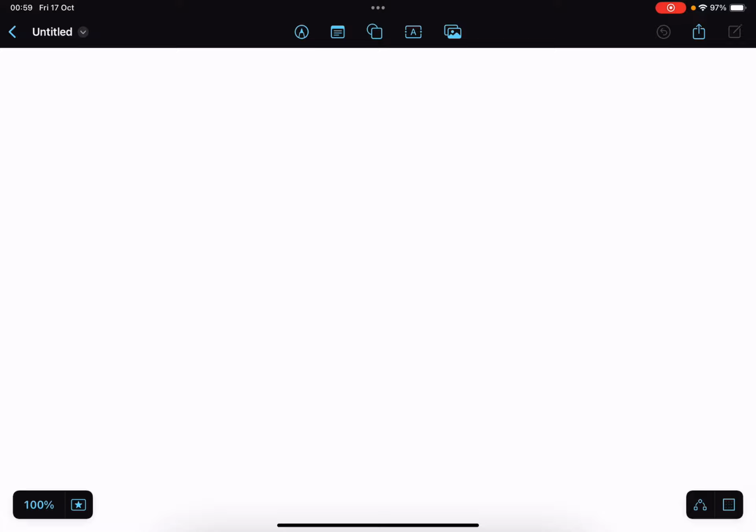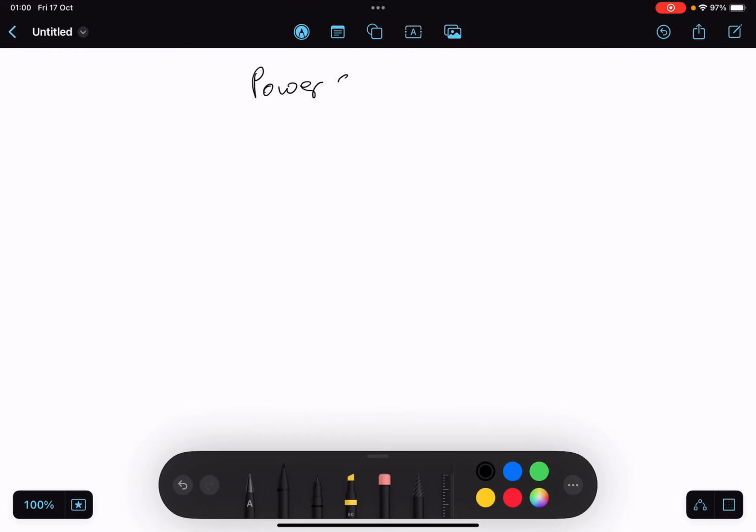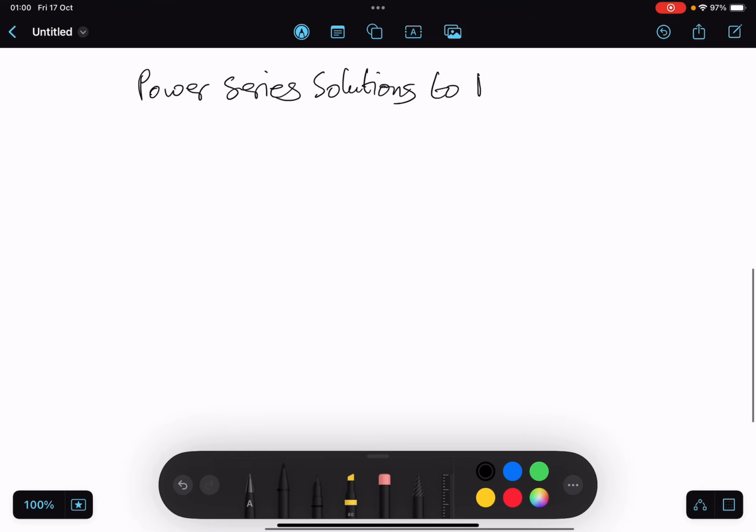Okay, so today we are looking at power series solutions to differential equations.